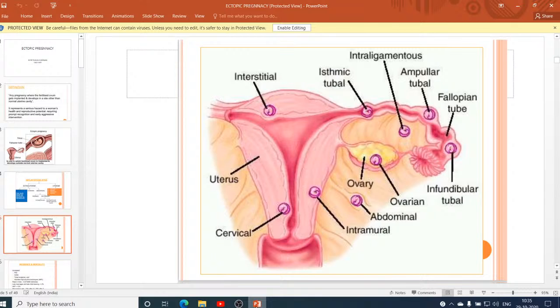In this diagram, this is the interstitial part near the cornual end of the fallopian tube. Near the cornual portion it will be interstitial, followed by isthmus, then ampullary, where the ampullary is the most important and most common part where the ectopic can be implanted. This is the fallopian tube. This is the uterus, cervix, this is the ovary, abdominal, ovarium.